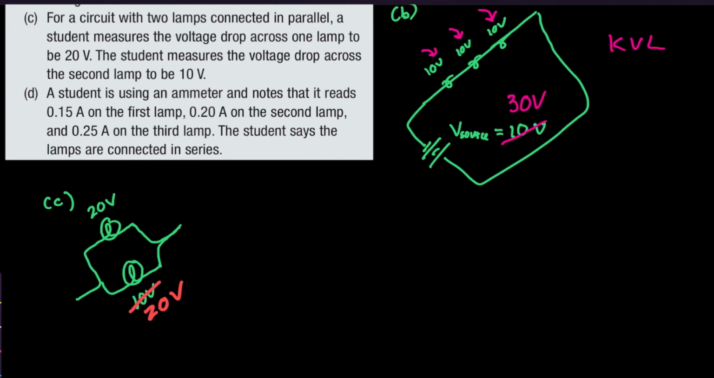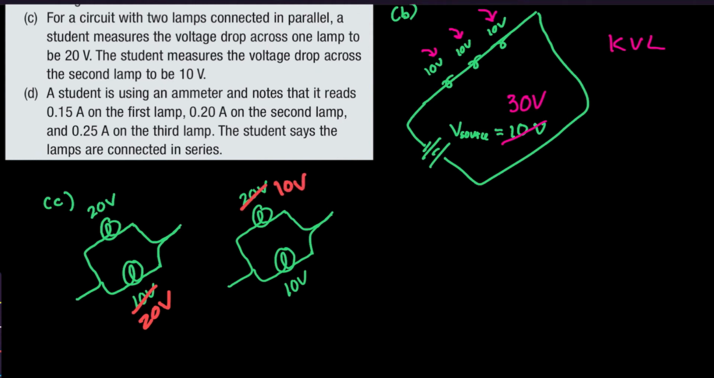So here, let me try to show you that in a better way. Give me a second. So again, in parallel, the voltage drop has to be the same. So if it's 20 volts in one, it has to be 20 volts in the other. Or if the first one was 10, then this one also has to be 10. So there's two possibilities here. So in both of these, we can say that the student has made a mistake in doing their measurements. So both of them are due to Kirchhoff's voltage law, KVL.